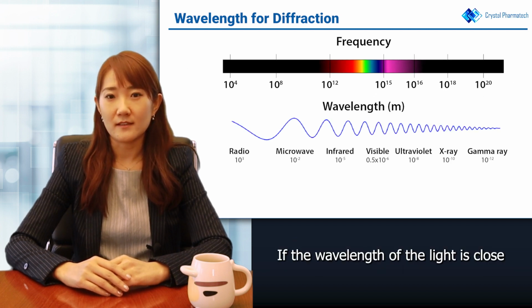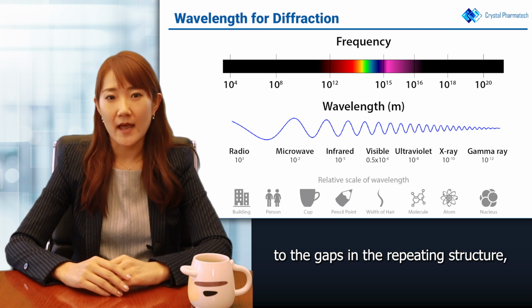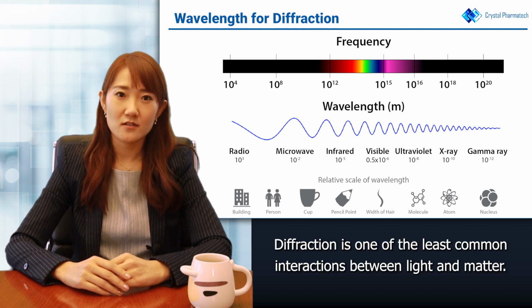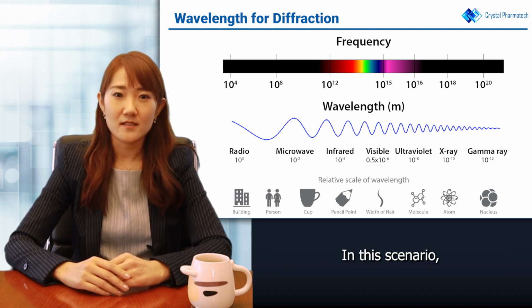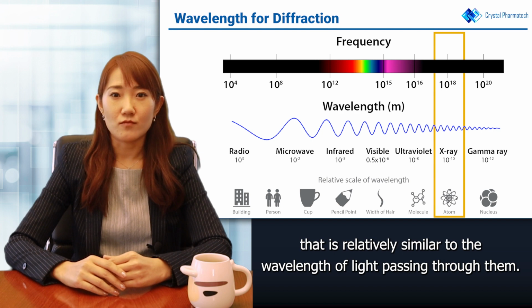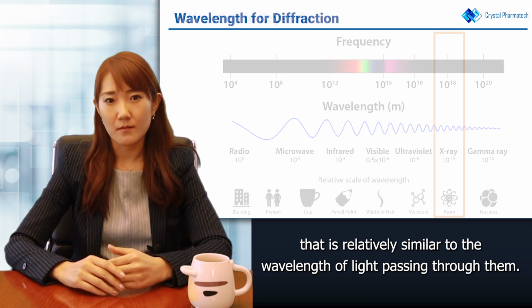If the wavelength of the light is close to the gaps in the repeating structure, then there is an opportunity for the light to diffract. Diffraction is one of the least common interactions between light and matter. In this scenario, it requires a series of spaces separated by a distance that is relatively similar to the wavelength of light passing through them.